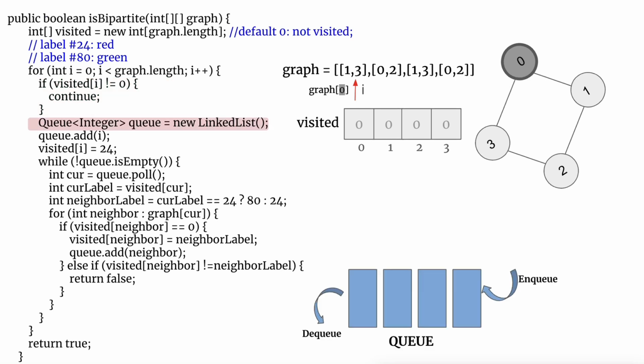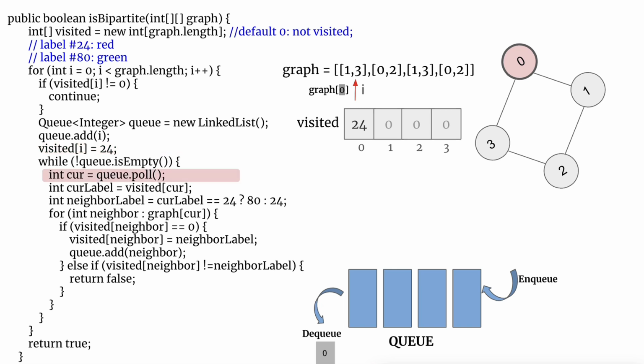We prepare a queue in advance. Why? Because for the current node, we want to traverse its adjacent nodes. To do this efficiently, we use a breadth-first search algorithm. To implement BFS, we use a queue data structure. Add current node 0 into queue. Color node 0 as number 24, which is red.